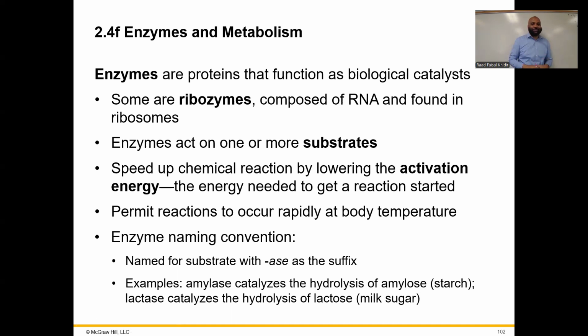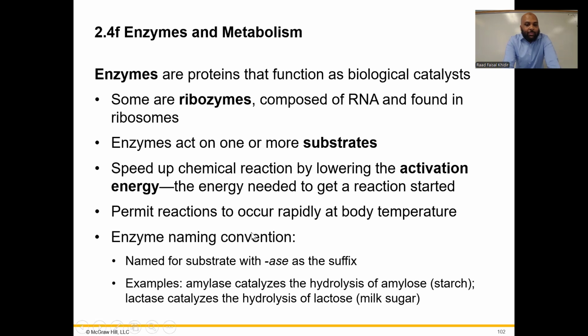So the enzymes. Enzymes and metabolism. Enzymes, we said, are proteins that function as biological catalysts. Some are known as ribozymes. Ribozymes are composed of RNA and found in the ribosome, but they perform the function of being an enzyme for the RNA. Enzymes act on one or more substrates. They speed up the chemical reaction by lowering the activation energy, the energy needed to get a reaction started. And they permit the reactions to occur rapidly at body temperature.